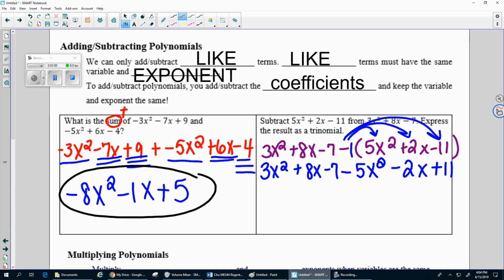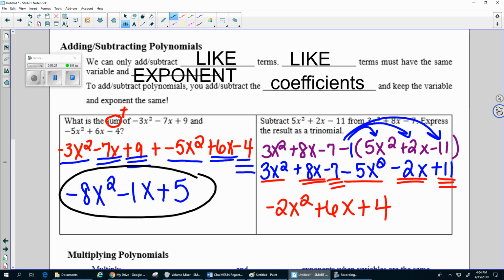Combine like terms, 3x squared can combine with negative 5x squared. You'll get negative 2x squared. 8x combines with negative 2x, so 8 plus negative 2 gives you positive 6x. And I have negative 7 combines with positive 11. If you add those together, you get positive 4. Okay, and that is our final answer.